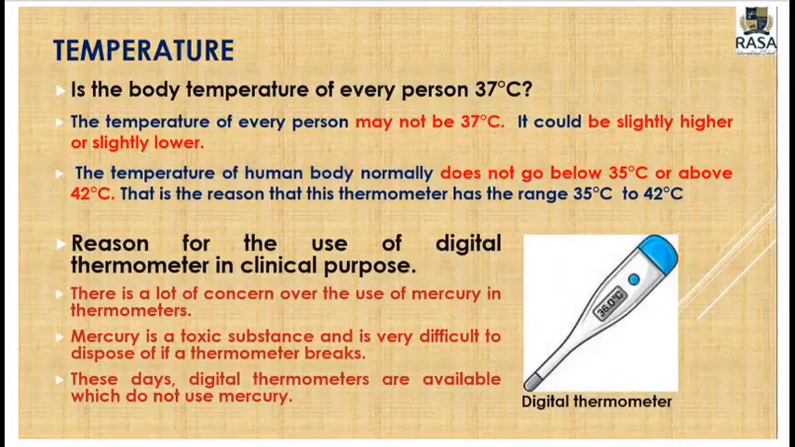The body temperature of every person is 37 degrees Celsius. I told you it is an average. Okay, so the temperature of a person may not be exactly 37 degrees Celsius, it could be slightly higher or slightly lower. So it is not that every human being has an exact 37 degree temperature; it can be slightly above or below. The temperature of a human body normally does not go below 35 degrees Celsius and above 42 degrees Celsius. That is the reason the thermometer has the range 35 degrees Celsius to 42 degrees Celsius.